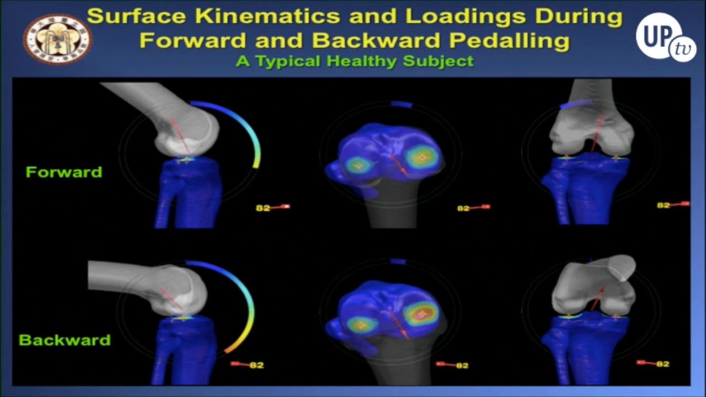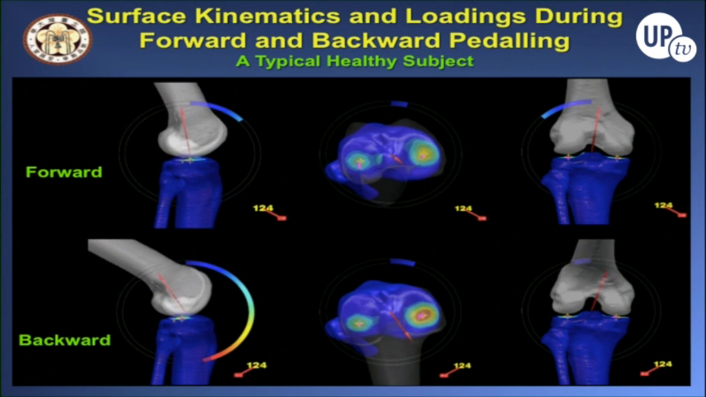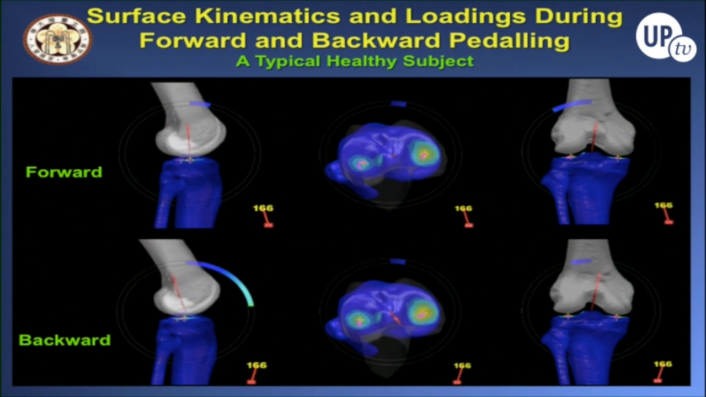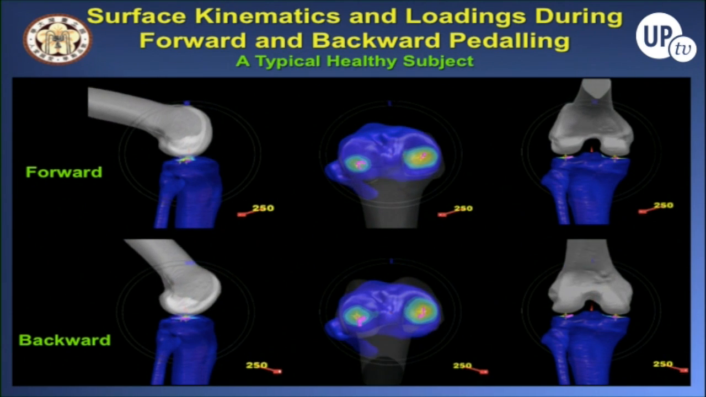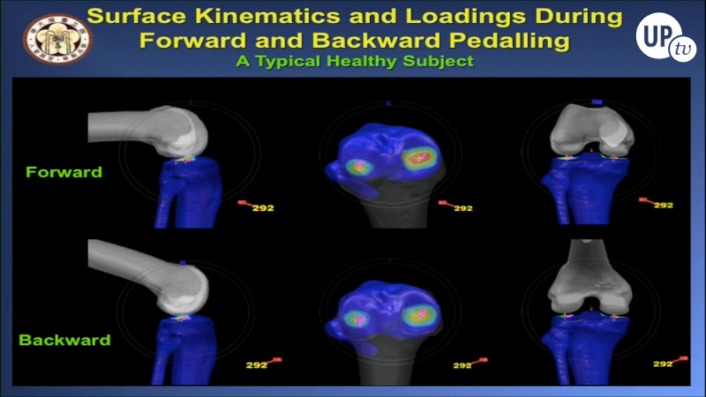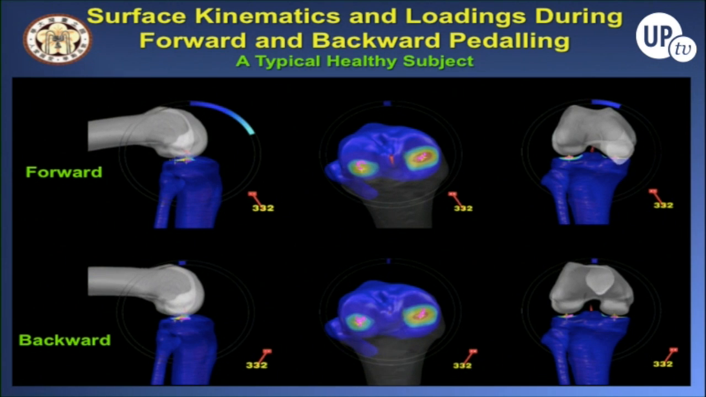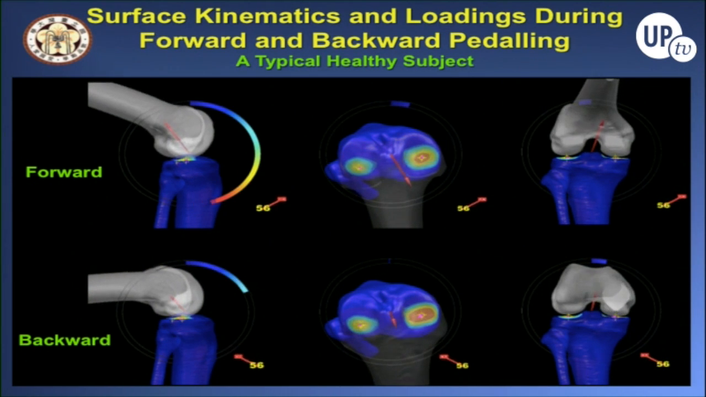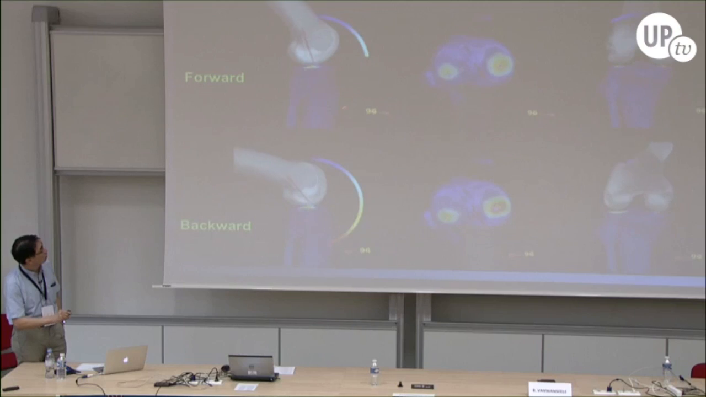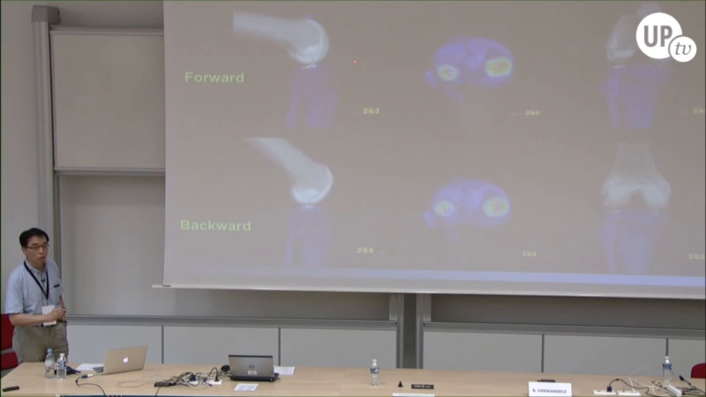This is quite a busy animation, but we spent a lot of time trying to put together all the information, both kinematic and kinetic data. The upper row is forward pedaling, then backward pedaling. This arc with color is the muscle moment. And this red vector is the pedal reaction force.